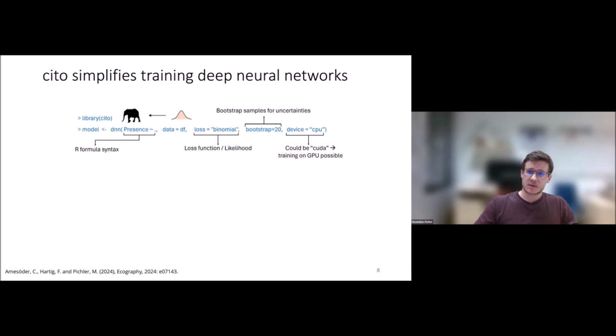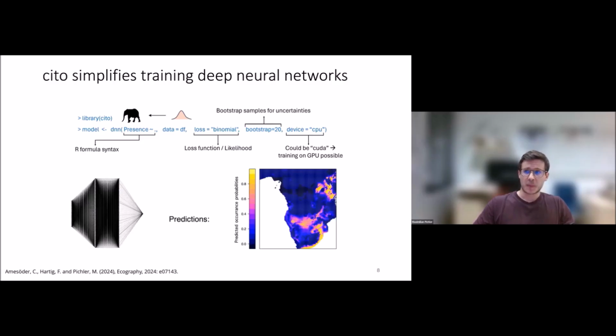What we can also do in cito is bootstrap the model or bootstrap the data. And this allows us then to calculate confidence intervals that we can use for the predictions, but also for the interpretation. And with this one function, we can fit a neural network.